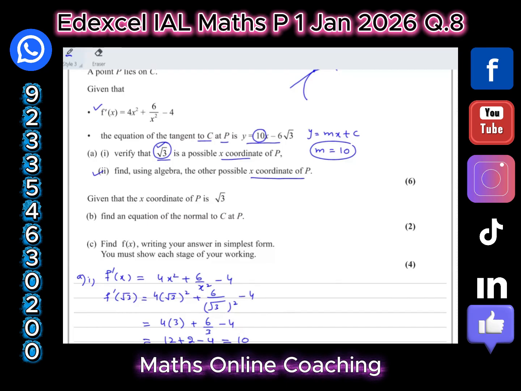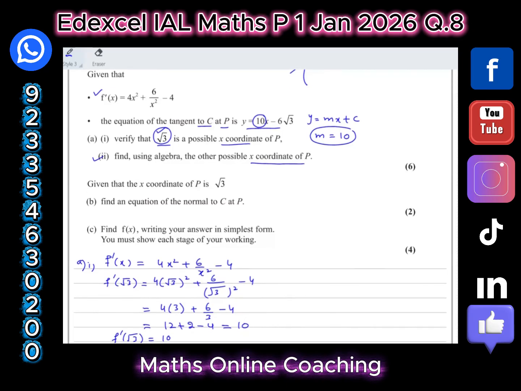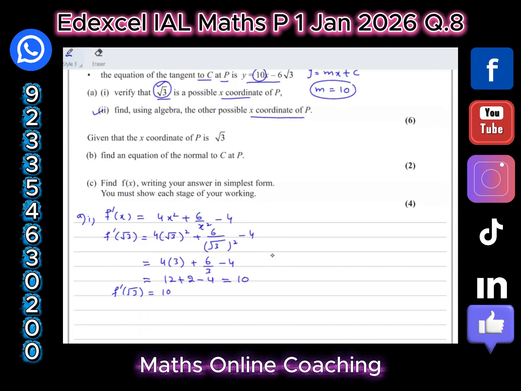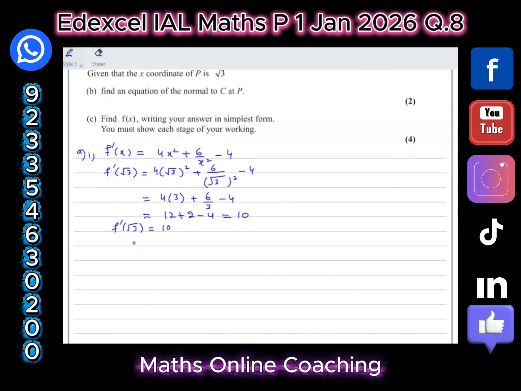Part number 2, find using algebra the other possible x coordinate of P. Now we have to find the other coordinate of P. For this, we put f dash x is equal to 10 and solve this equation for the value of x. This is 4x squared plus 6 by x squared minus 4 is equal to 10. And multiplying by x squared, this is 4x to the power 4 plus 6 minus 4x squared is equal to 10 times x squared.